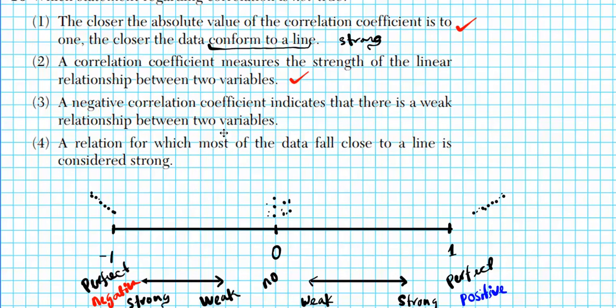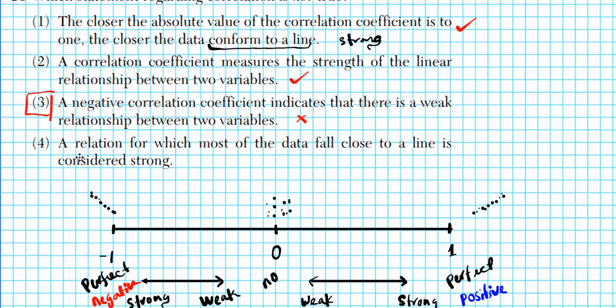And then option 3, a negative correlation indicates that there is a weak relationship between two variables. Is that the case? The answer is no. A negative correlation that is close to 0 indicates weakness, but if it's close to -1, it indicates strength. So negativity does not imply the weakness of a correlation. Option number 3 is wrong. So this is false.